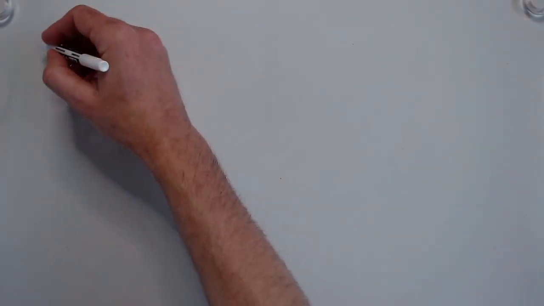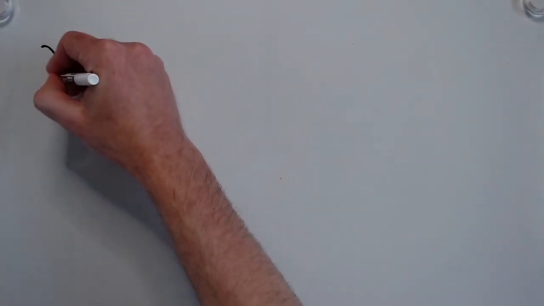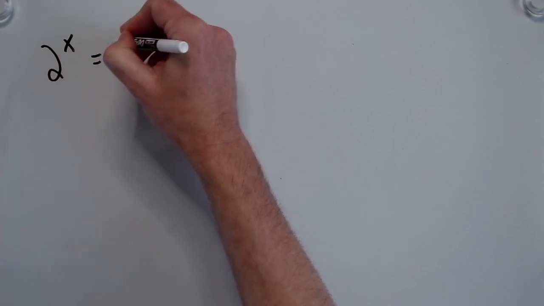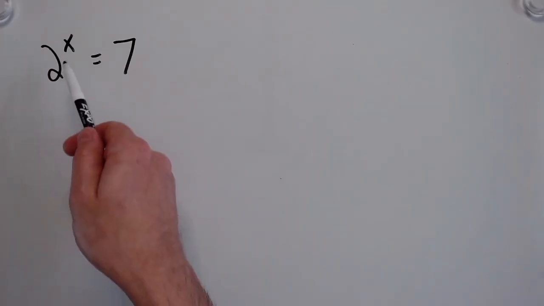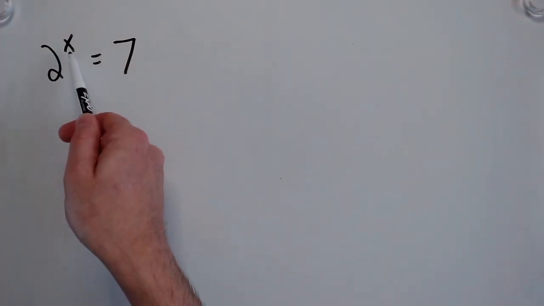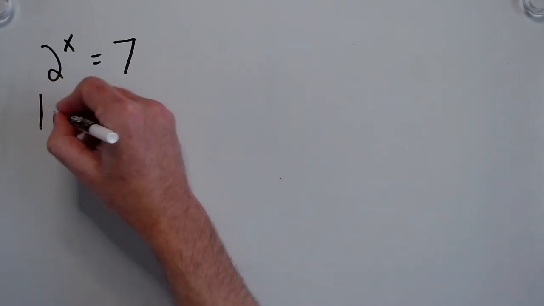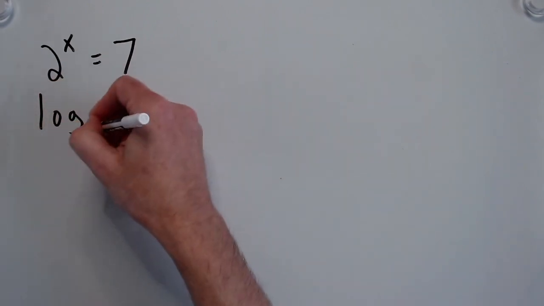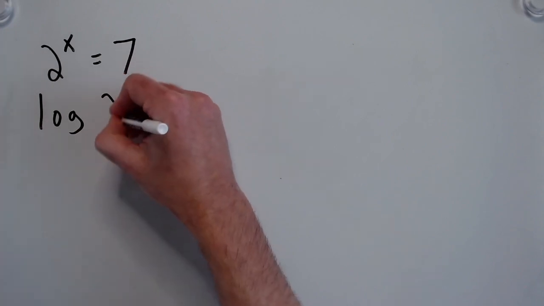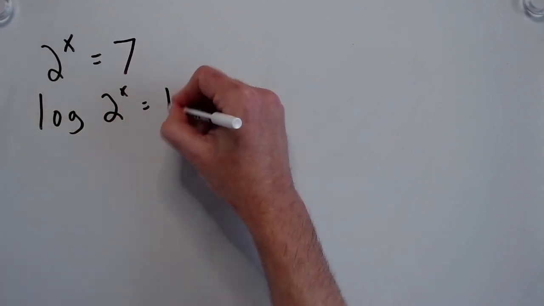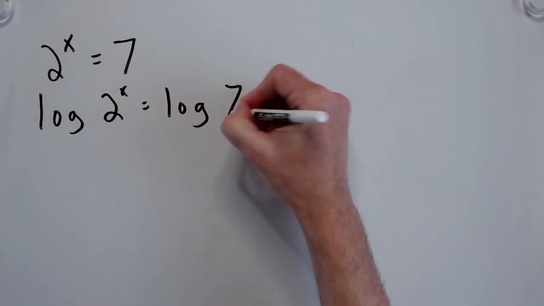All right, we're going to start with something very simple. We're just going to say 2 to the x equals 7. So we want to solve for x. But to do that, we want to get it out as an exponent. So let's start by taking the log of both sides. And we'll do a common log. We don't need to write 10, but the base is 10 here. Log of 2 to the x equals the log of 7.